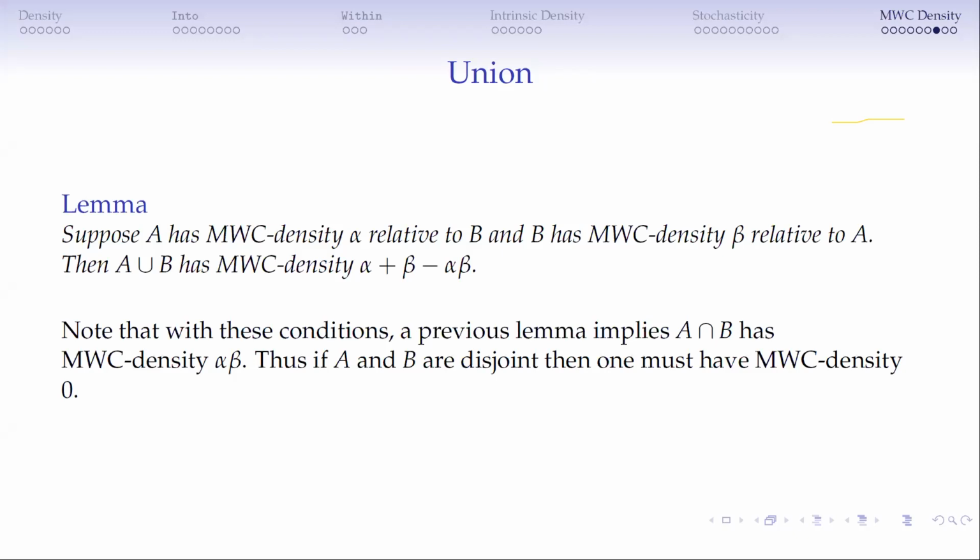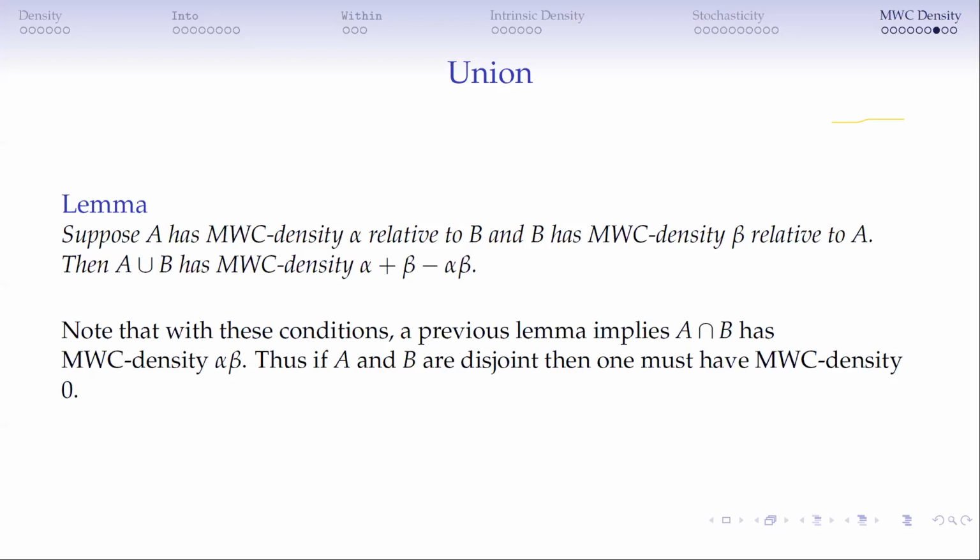So you can look at various ways. How can we address this? How can we fix this? So one thing we can prove, fortunately, is for non-disjoint unions, if you have relativization in both directions, as in our Into theorem, then the union has MWC density alpha plus beta minus alpha beta, which the inclusion-exclusion principle says if this has density at all, it should be that.